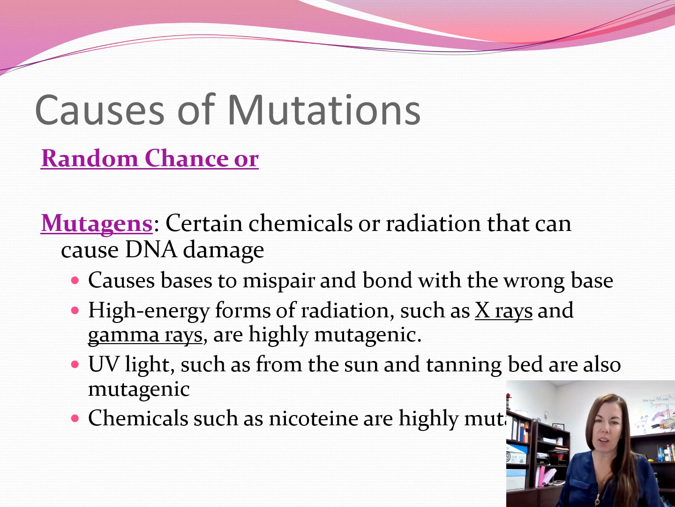So it can be random chance, or it can be a mutagen. So there are lots of things that you can expose yourself to, like UV light, X-rays, those types of things that can cause mutations.